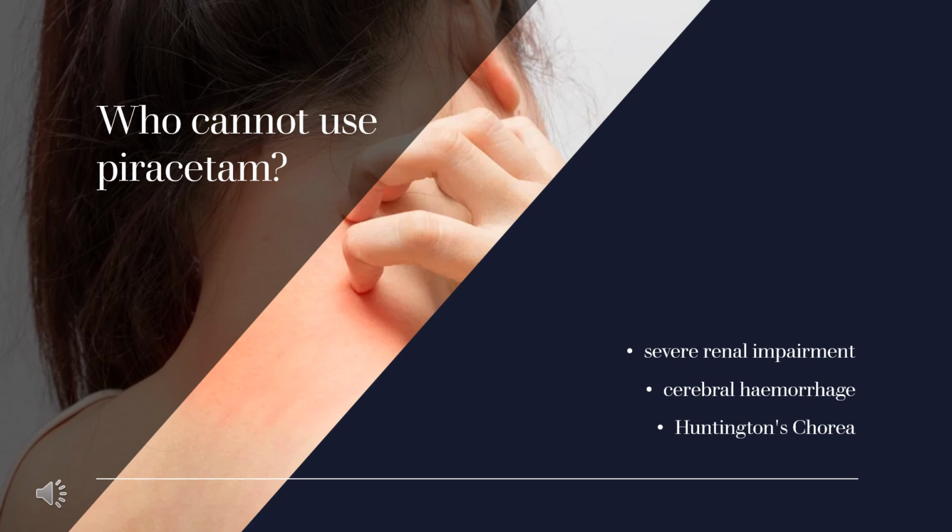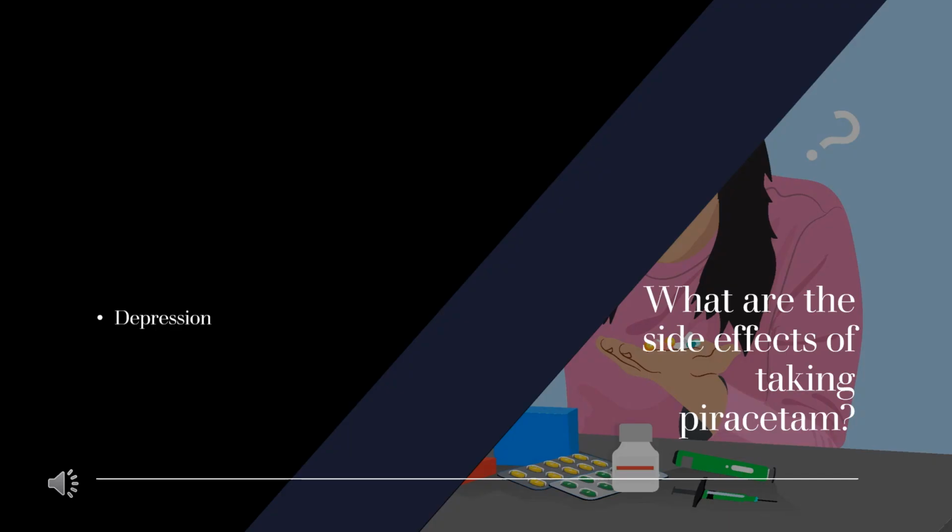Who cannot use piracetam? Piracetam is contraindicated in patients with severe renal impairment, renal creatinine clearance of less than 20 ml per minute. It is also contraindicated in patients with cerebral hemorrhage and in patients suffering from Huntington's chorea.